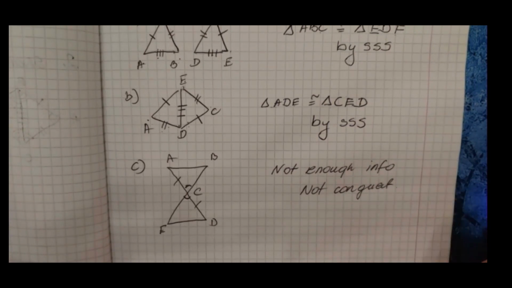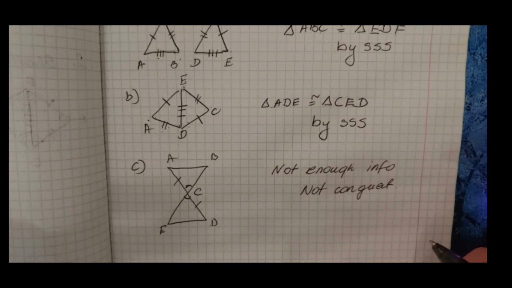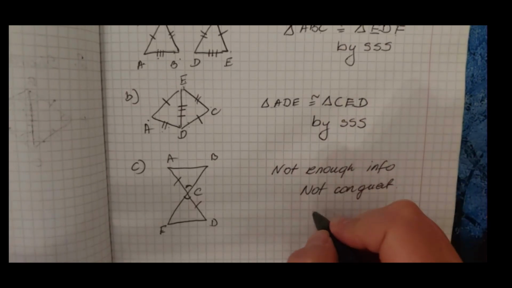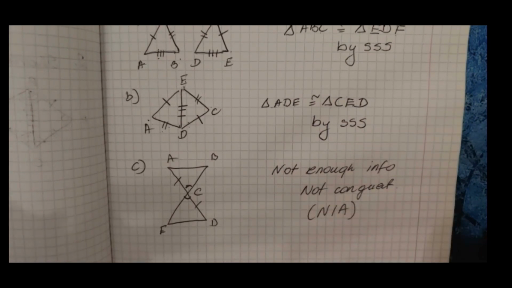Okay, not enough information. Now, if you are doing work and you know they're not congruent, don't leave it blank. You can even write NA, for not applicable. I cannot find anything to make them congruent. But don't leave it blank, because if you leave it blank, I don't know if you know it or you didn't do it.